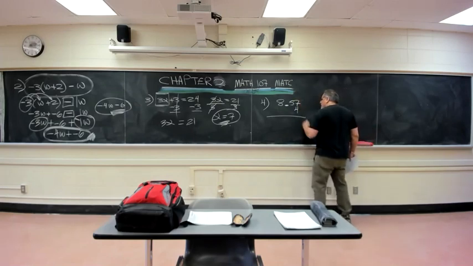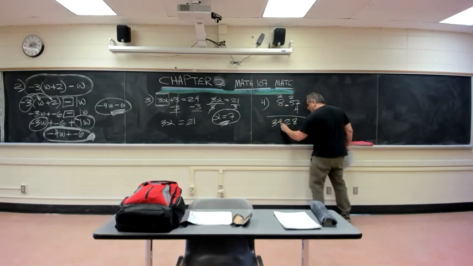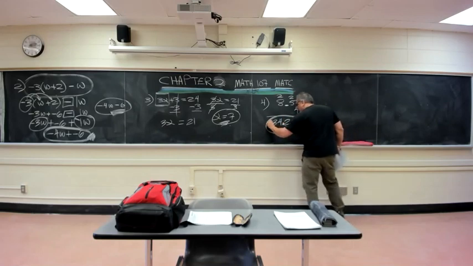4 times 7, 28. 4 times 5 is 20, and 2, 22. 4 times 8, 32, and 2, 34. And there it is.